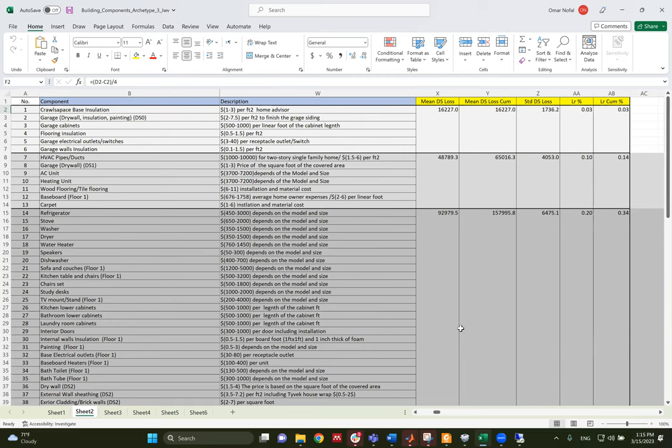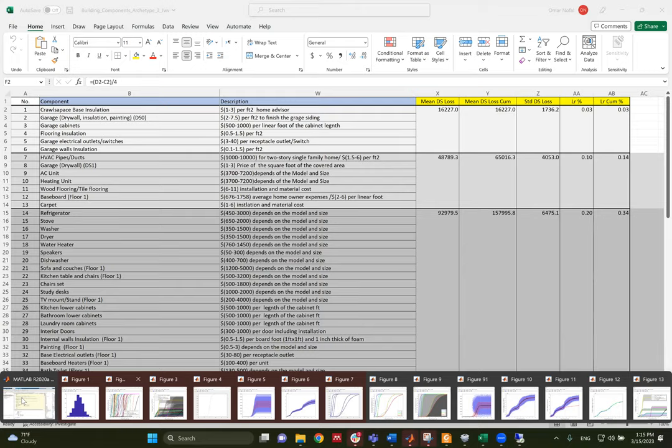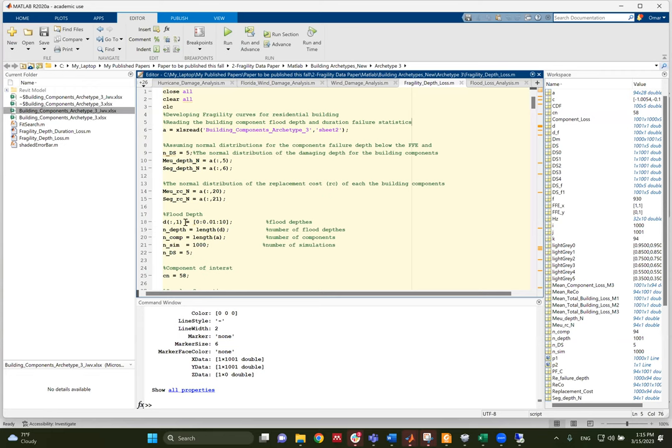Let's see how we will use this data to develop fragilities. I'm not going to share this MATLAB code with you, but you will see it in the recorded video, and then you will type it text by text. Here, I start my MATLAB code by reading this Excel sheet, the one that I showed you that has all the data about the components.